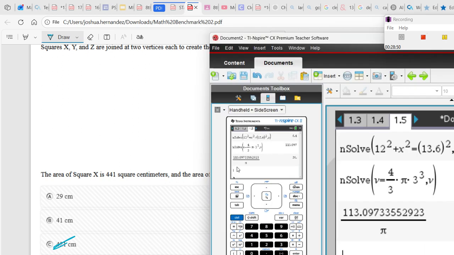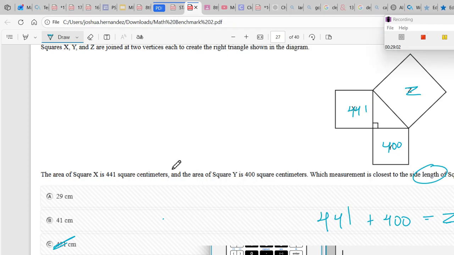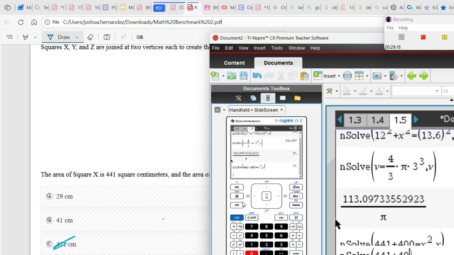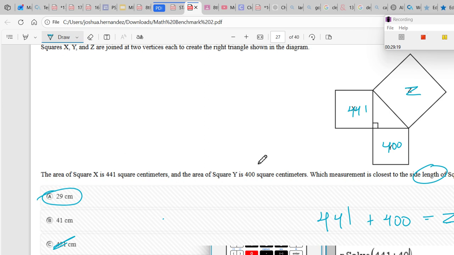Then you want it from here. And 3.1. So we forgot the 400. Equals x squared. We'll just do that. X. There it is, 29.